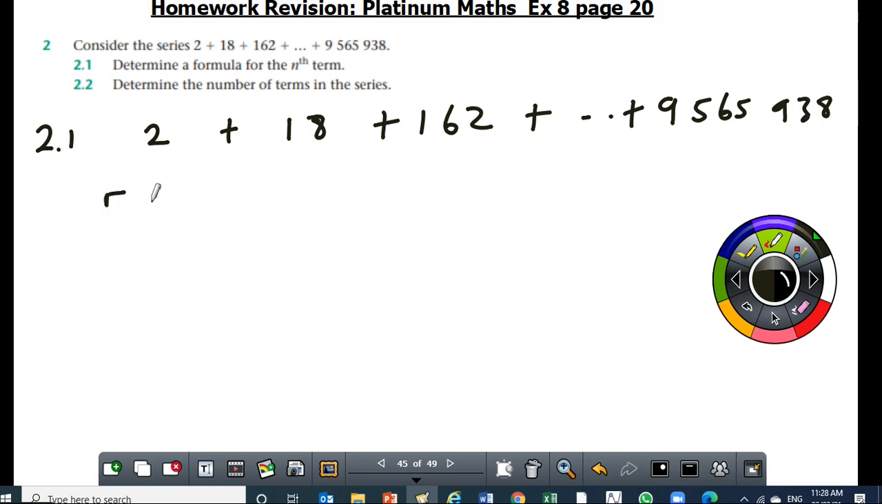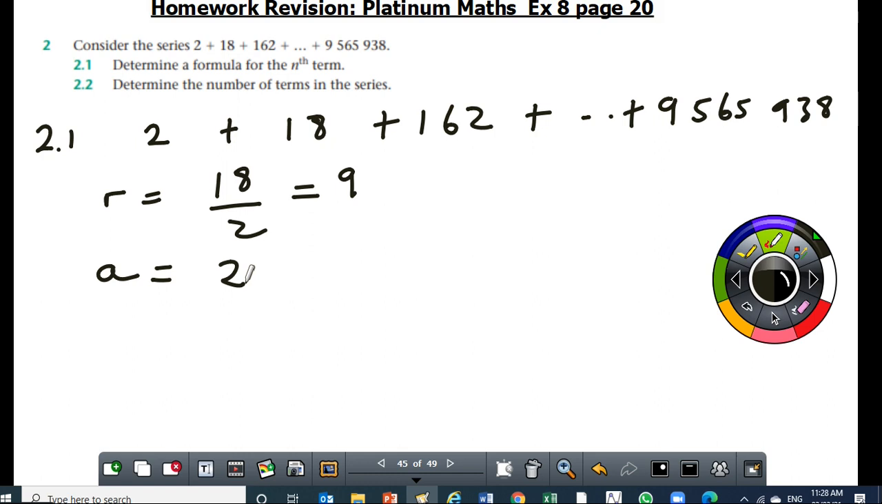So your common ratio is going to be equal to 18 over 2, that will give me 9. So I said T2 divided by T1. What am I trying to find? The nth term or the general term? So I need the common ratio. I also need the first term. So my first term is the 2. The first term is the 2.